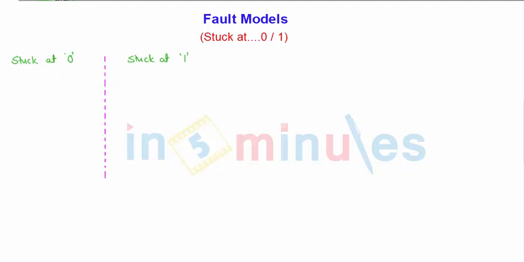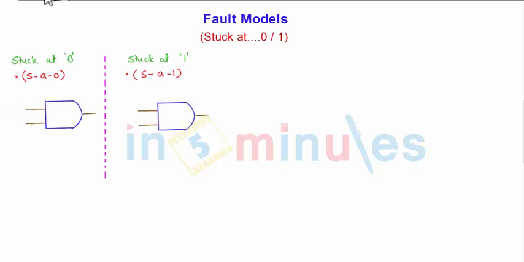Stuck-at-0 is noted as stuck-at-0, and stuck-at-1 is noted as stuck-at-1. Now let us consider a simple example in which I have an AND gate, 2 inputs, single output. On both sides I have a 2-input, single-output AND gate, and I'll show what stuck-at-0 means and how the circuit works with stuck-at-1.